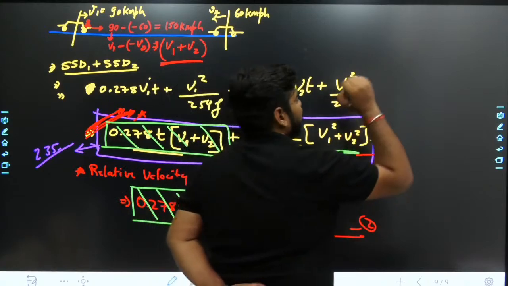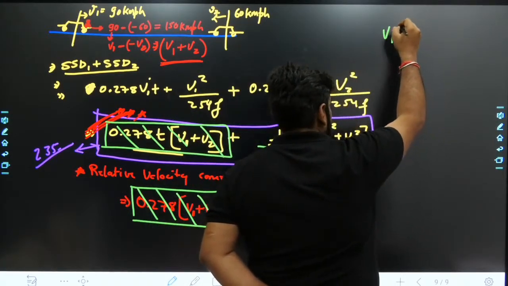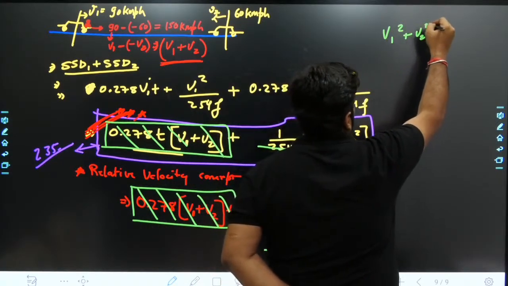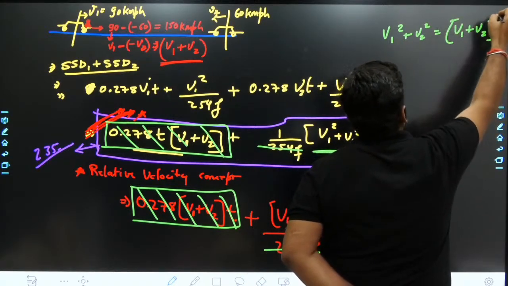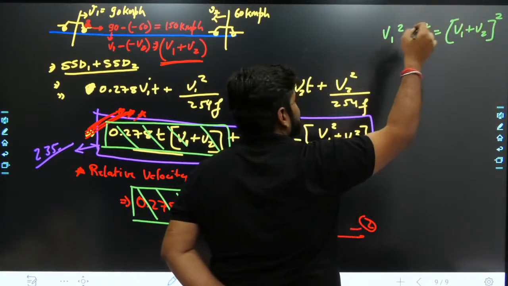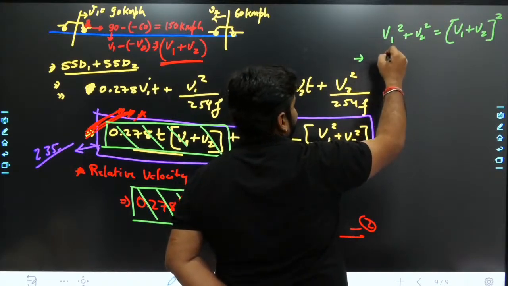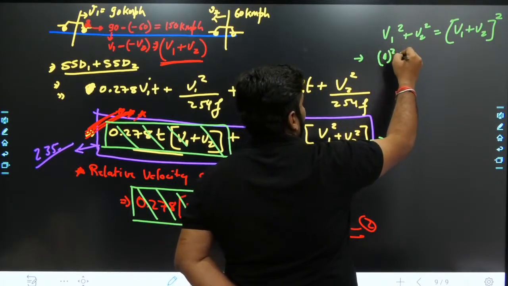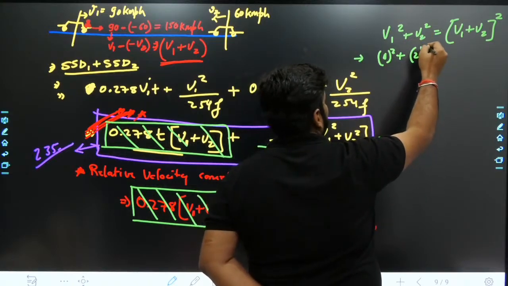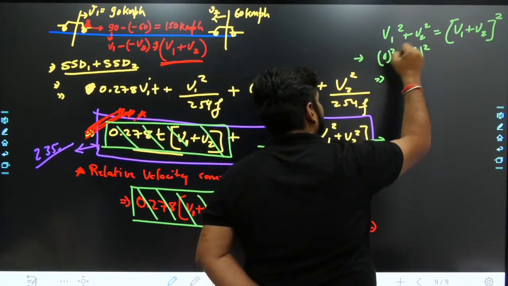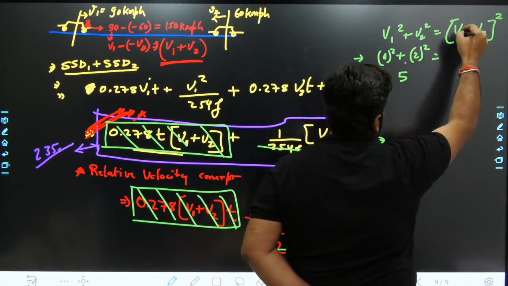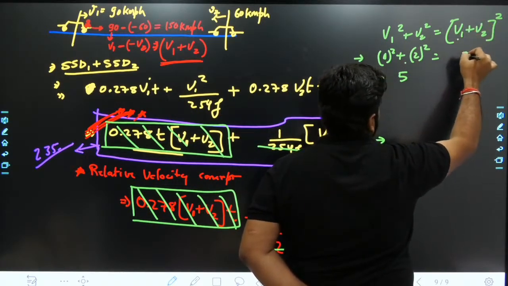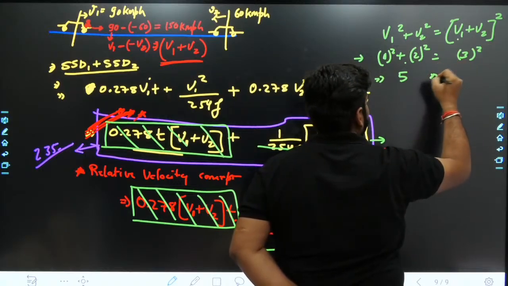So you can't write V1 square plus V2 square as V1 plus V2 whole square. Why can't we write it? Just take some random example: the velocity V1 is 1 and the velocity V2 is 2. So V1 square plus V2 square gives 5. But if we do it here, it is 1 plus 2, that is 3, and 3 square is 9.